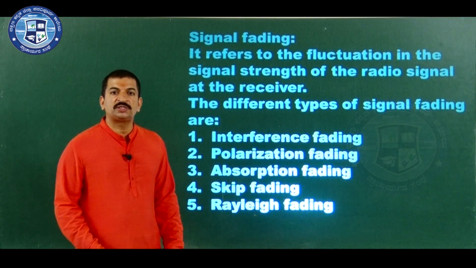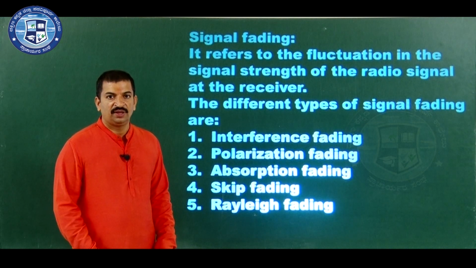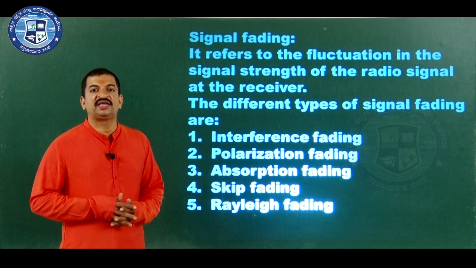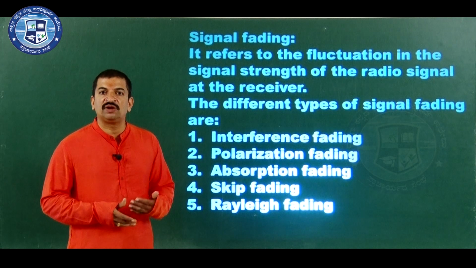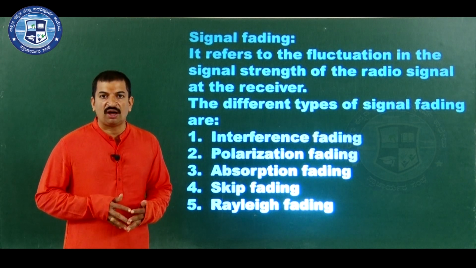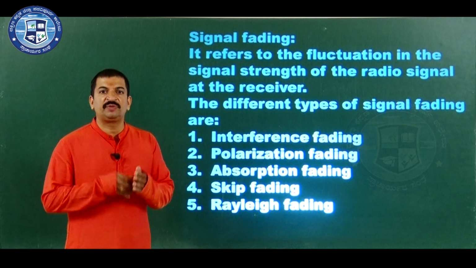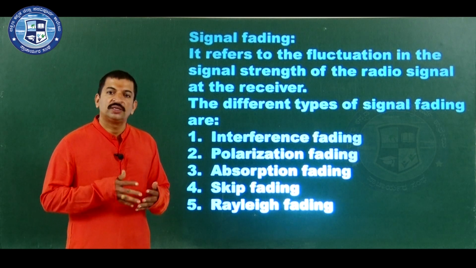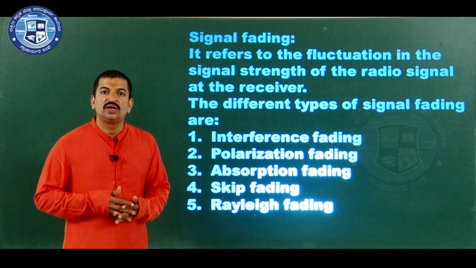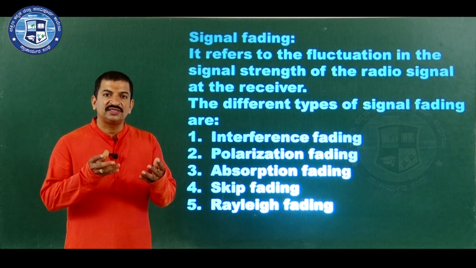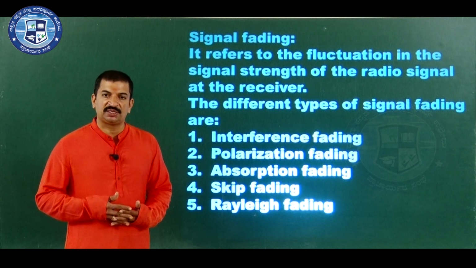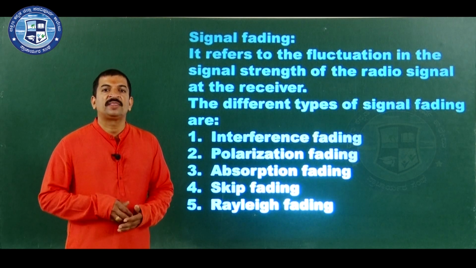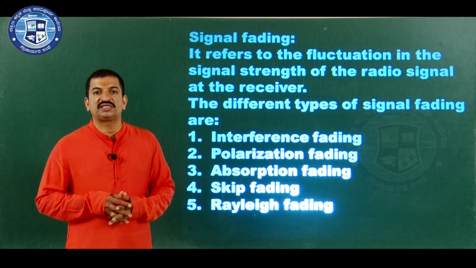Here there exists a concept known as signal fading. Signal fading is nothing but the fluctuation in the signal strength at the receiver. The receiver will receive signal from different paths or different hops. Consider the receiving antenna. It will receive signal from the space wave or ground wave, or it may receive the signal through the sky wave. Whenever these signals arrive at the receiver simultaneously, it undergoes what is known as signal fading. The fluctuation in the signal strength at the receiver is called signal fading.